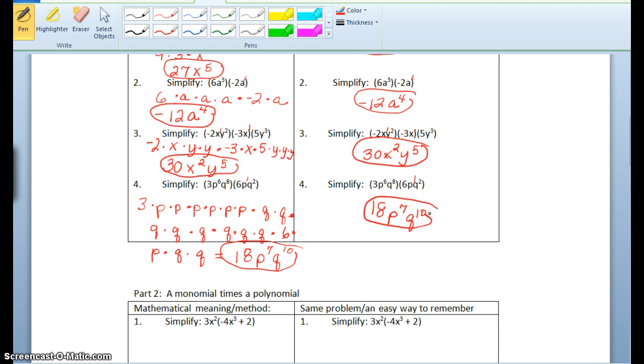Guys, I hope this helps you better understand how to multiply a monomial times a monomial. In the next video, we're going to learn how to use the distributive property to multiply a monomial times a polynomial.